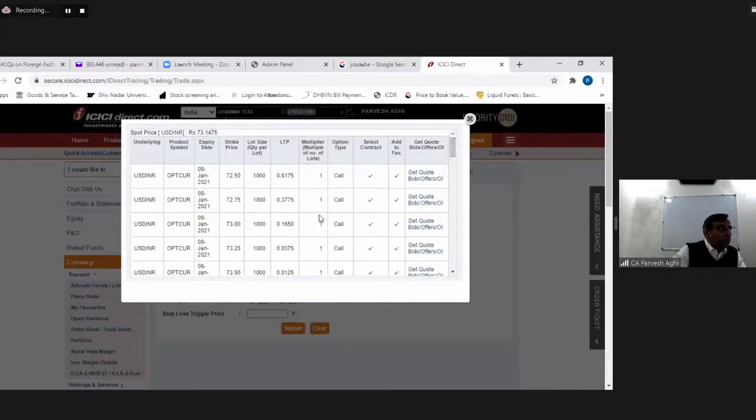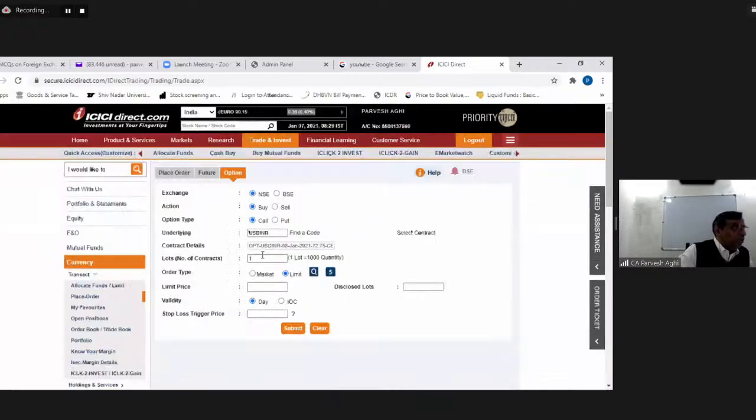Once you have done it, you just select a contract. So here I'm choosing a strike price of 72.75, which is in the money, where the premium is 37 paisa. So this contract has been chosen. Now I have to choose how many contracts. So 10 contracts I'm choosing.